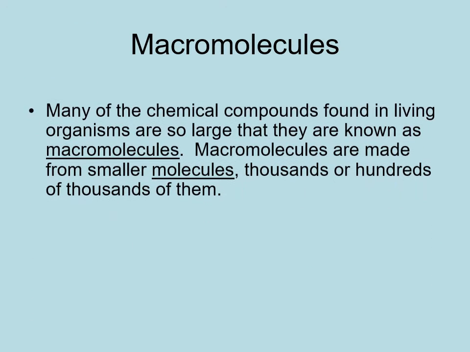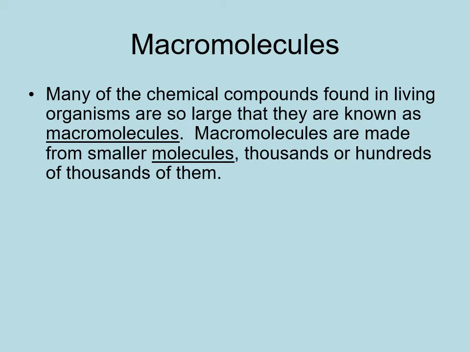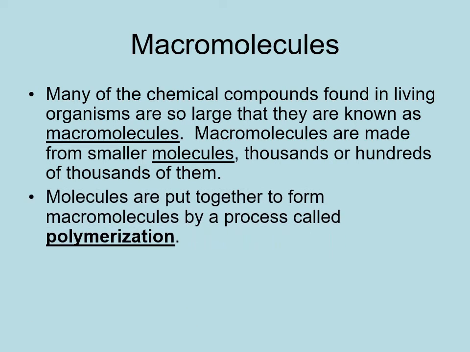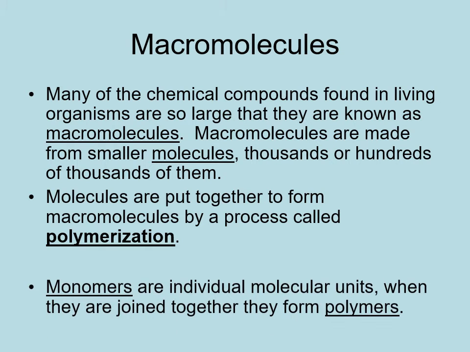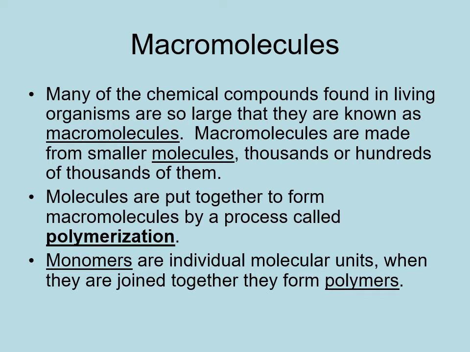Now our macromolecules. Many of these chemical compounds found in living organisms are so large that they are known as macromolecules. And these are made from smaller molecules, hundreds or even thousands of them, sometimes millions. Molecules are put together to form macromolecules by a process called polymerization. Monomers, meaning one molecule, are individual molecule units, and when they join together they can form polymers, or many units.